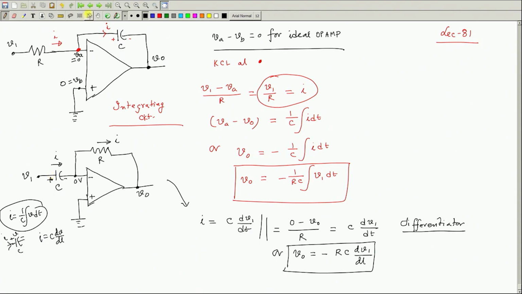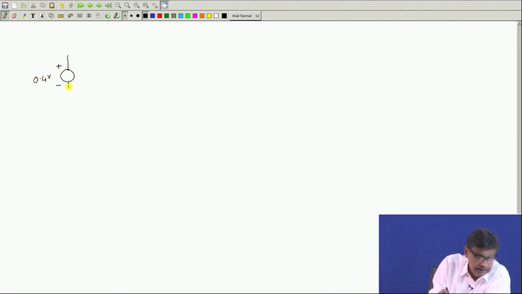One very quickly I will do, one small problem. In fact, I will solve two more problems, so that you understand. I have taken it from a book, an exercise problem to be done by the students. I will name the books in the next class. Suppose you have a voltage here, 0.4 volt. Let us see how quickly we can do it.